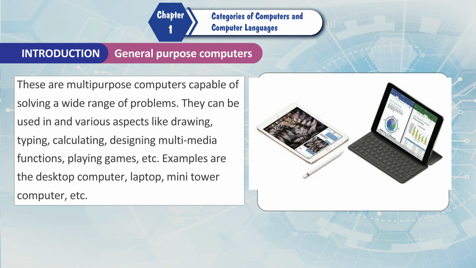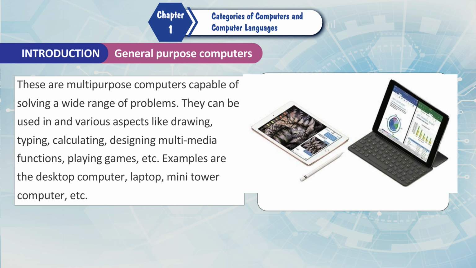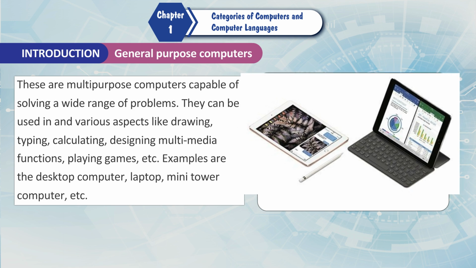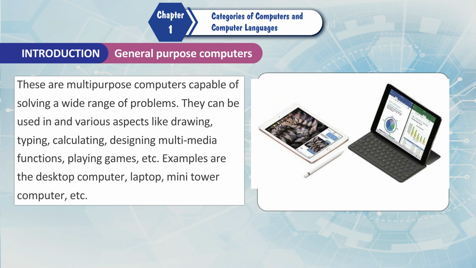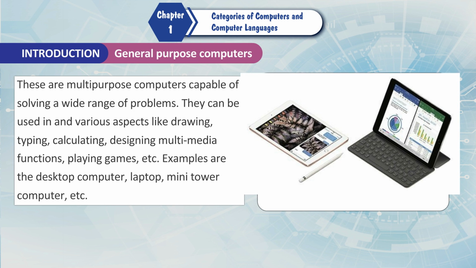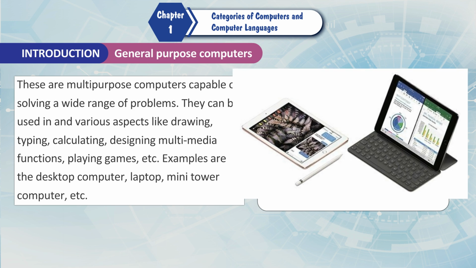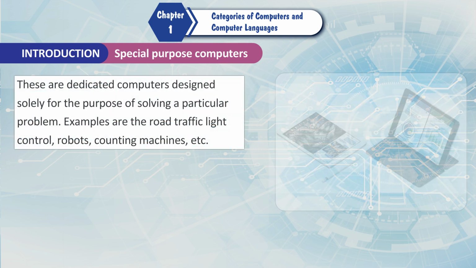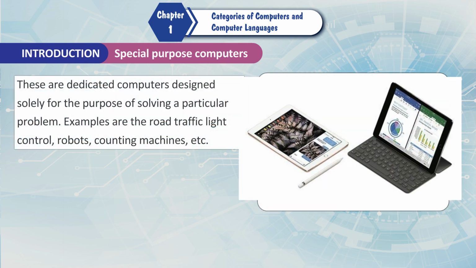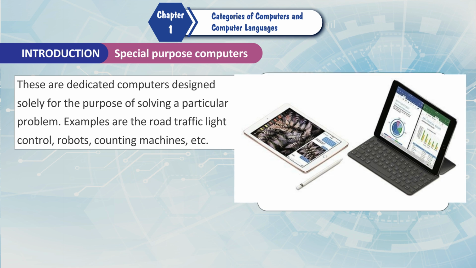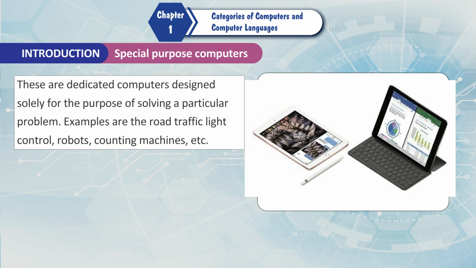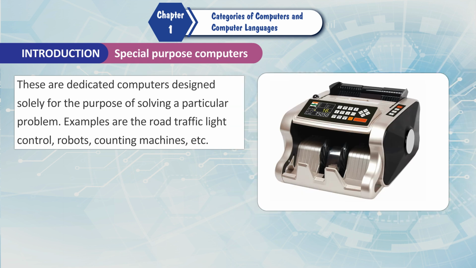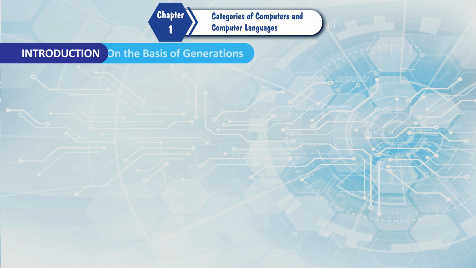They can be used in various aspects like drawing, typing, calculating, designing multimedia functions, playing games, etc. Examples are the desktop computer, laptop, mini tower computer, etc. Special purpose computers. These are dedicated computers designed solely for the purpose of solving a particular problem. Examples are the road traffic light control, robots, counting machines, etc.